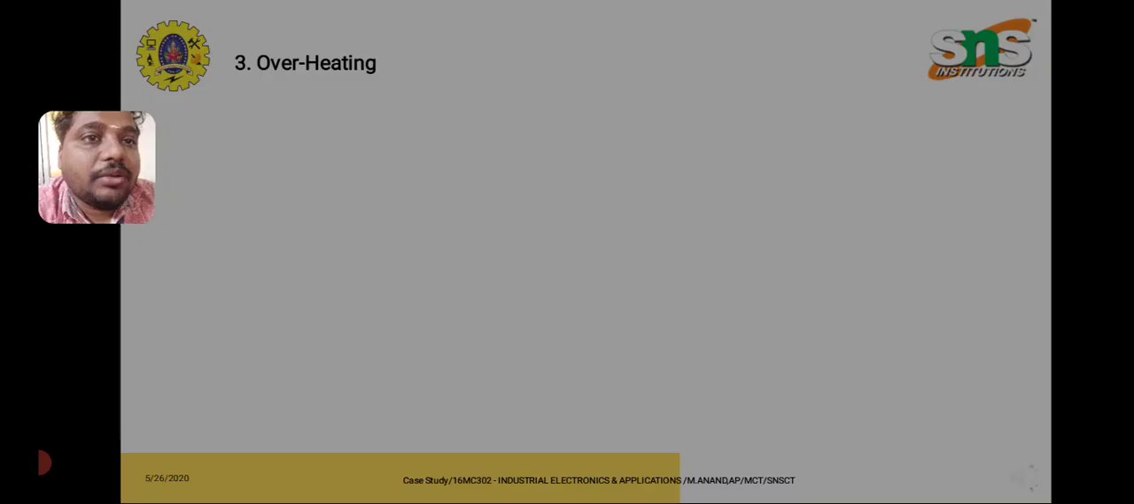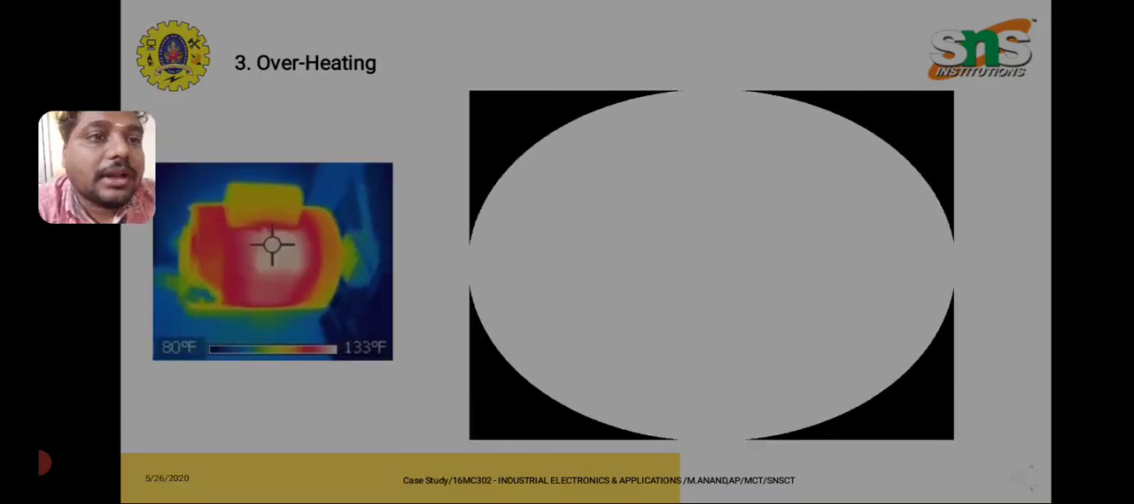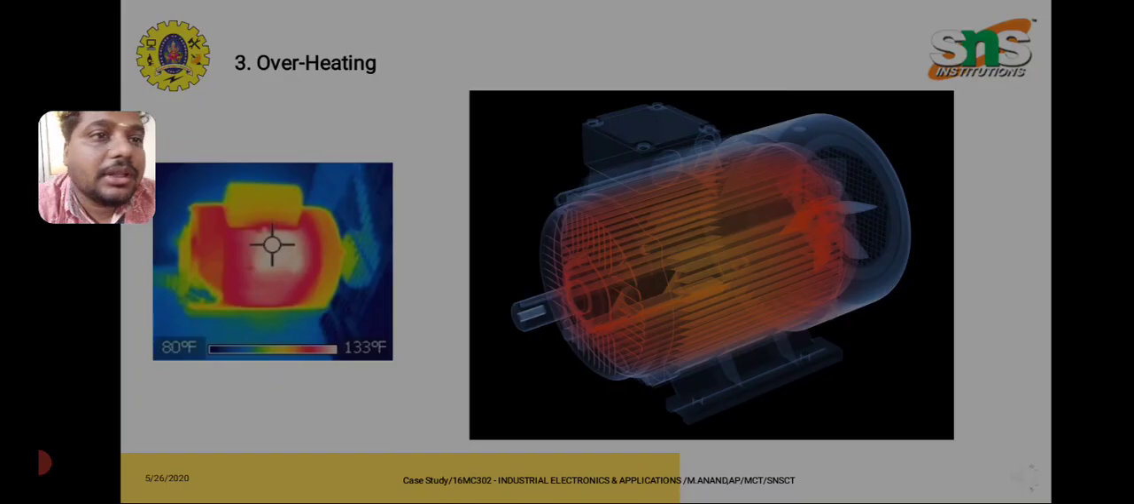And then overheating. When the running time of the induction motor crosses more than 2 to 3 days, it will create overheating. The overheating will damage the stator of the induction motor or change the shape of the rotating part, that is the rotor. So this will affect the motor operation. So this is one of the reasons for failure.